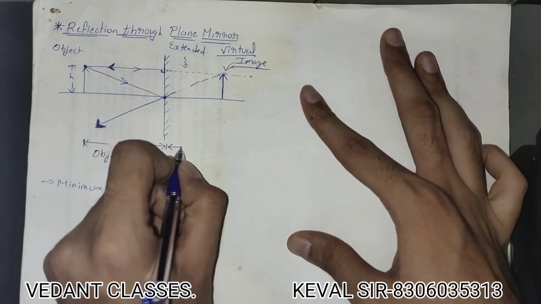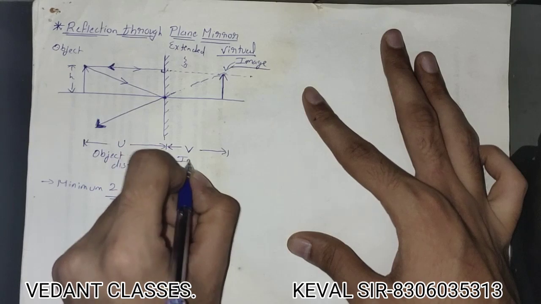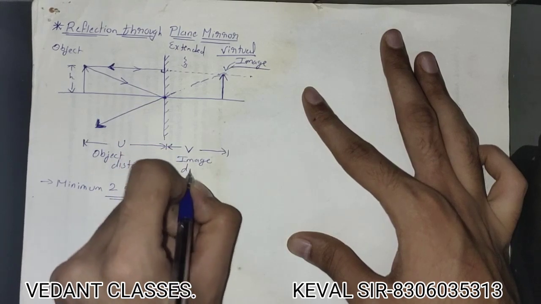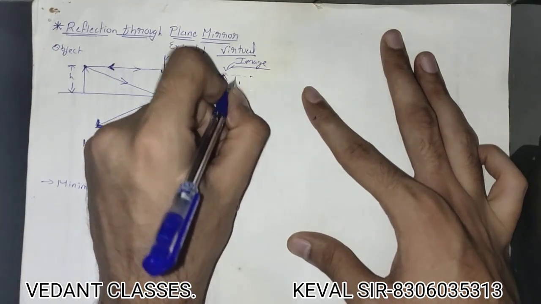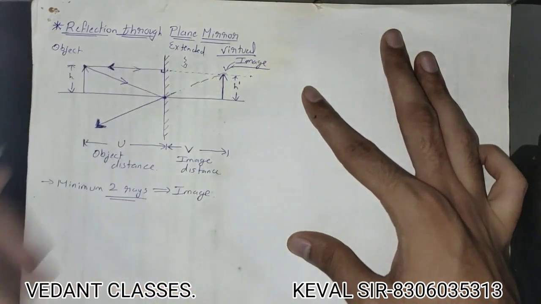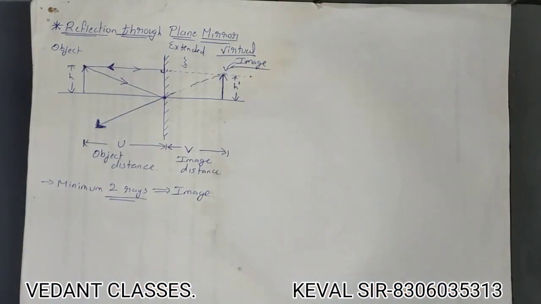Okay, so the distance at which we get the image, that is called image distance. Okay, so this will be our image distance, and h dash will be our height of the image. So this is the image that we got. So this will be the ray diagram for the reflection through plane mirror.